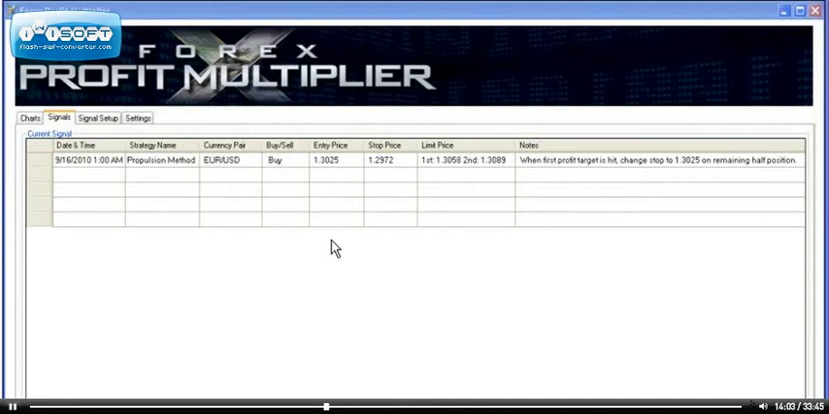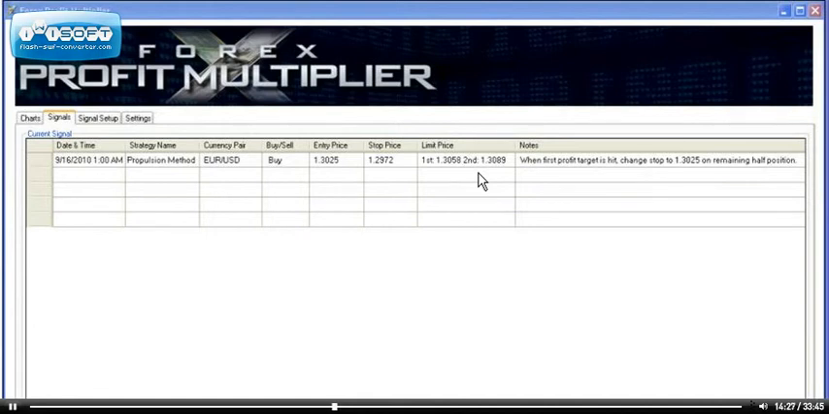Okay, so you've got your Forex profit multiplier trade alert software running on your computer. You get an alert. You come to the Signal tab here. Here are the order instructions. You go to your broker's trading platform and you just enter the order information. Here it is. And I tell you what, I don't think anything could be simpler than that.